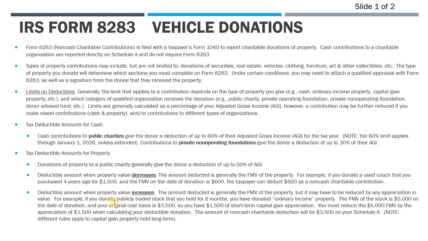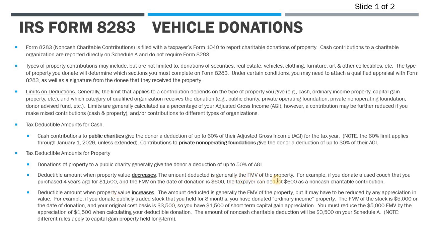Now, when we have property, we think of what our basis is, so what we paid for it, but the amount we deduct is going to depend on whether the value increased or decreased over the years. Generally, most property that we donate to charity decreases in value, right? If I buy a piece of furniture or clothing, within a few weeks that has depreciated in value. So very rarely do you have something increase in value.